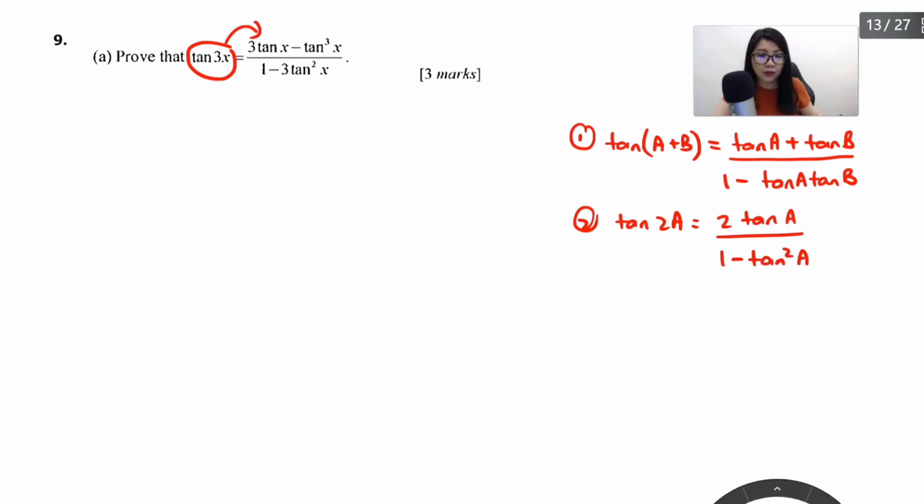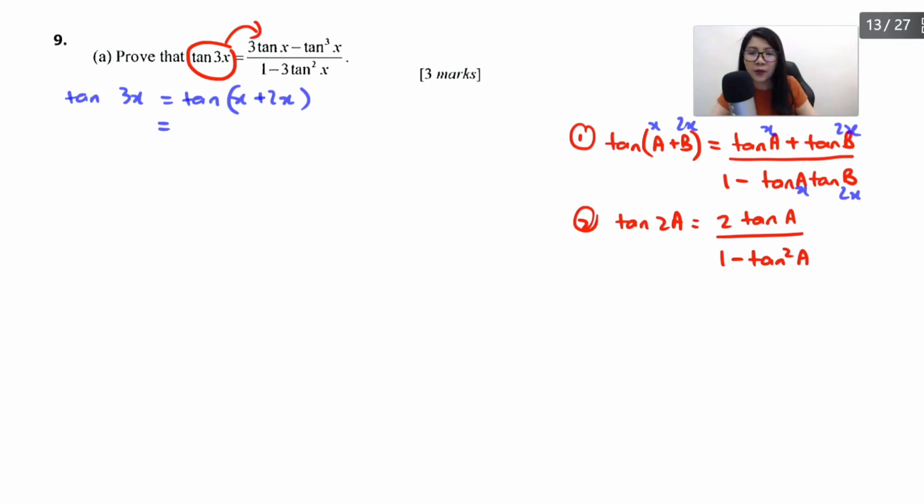Okay, so now let's solve this problem. This question is tangent 3x. I'm going to split it up into tangent of x plus 2x, which means I'm going to use the first formula, where this is x and this will be 2x. Isn't that simple? So it equals tangent x plus tangent 2x, then over 1 minus tangent x, tangent 2x.